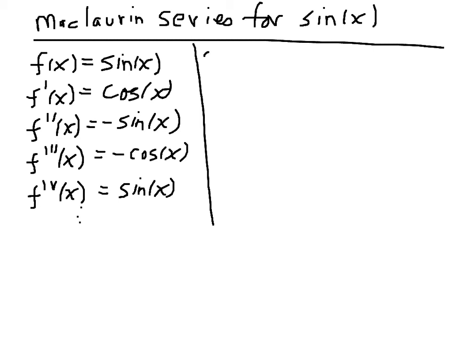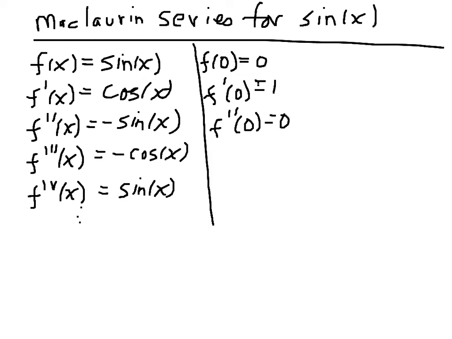So f of 0 is 0. F prime of 0 is 1. The second derivative at 0 is 0, and you should be able to see now that all of the derivatives of even degree will be 0. The third derivative at 0 will be minus 1. The fourth derivative at 0 will be 0.